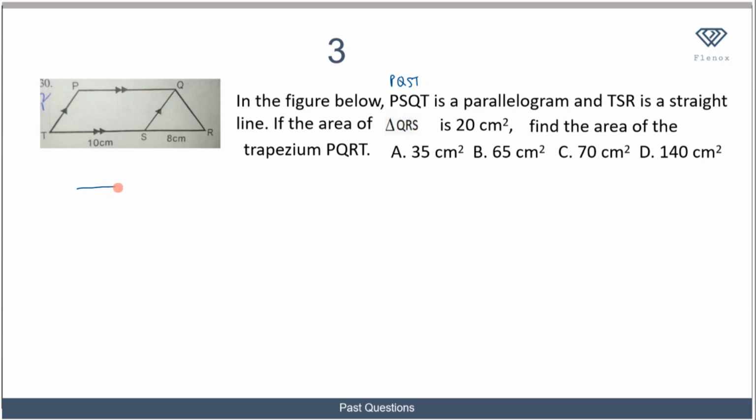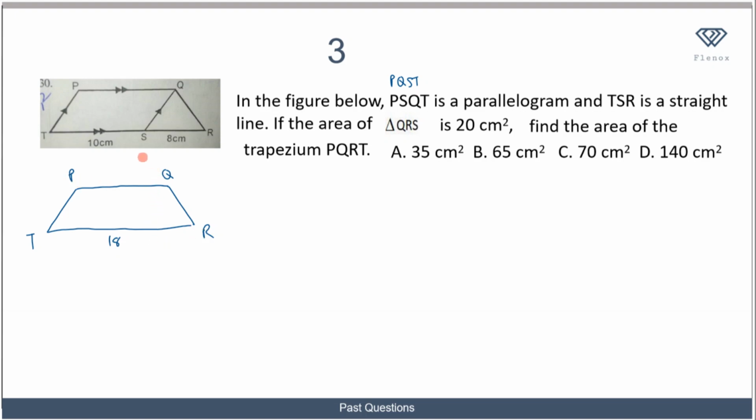So we're told to find the area of this trapezoid PQRT. So I'm going to draw it out. To find the area of trapezoid PQRT, since I'm told that this is a straight line, I know that the length of this line TR will be the length of TS plus SR. And I know that TS is 10 and SR is 8. So the total length will be 10 plus 8, and that gives me 18. So the length of TR is 18.